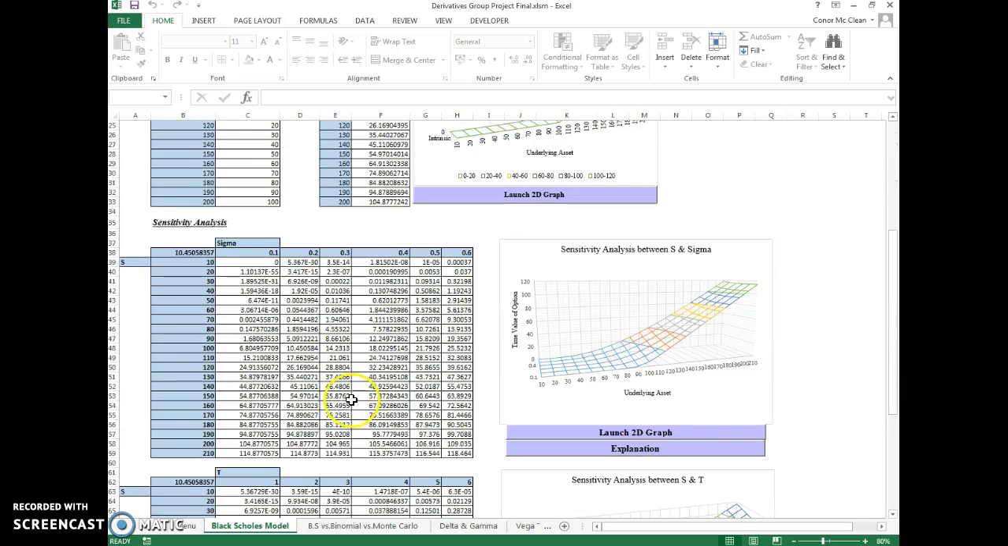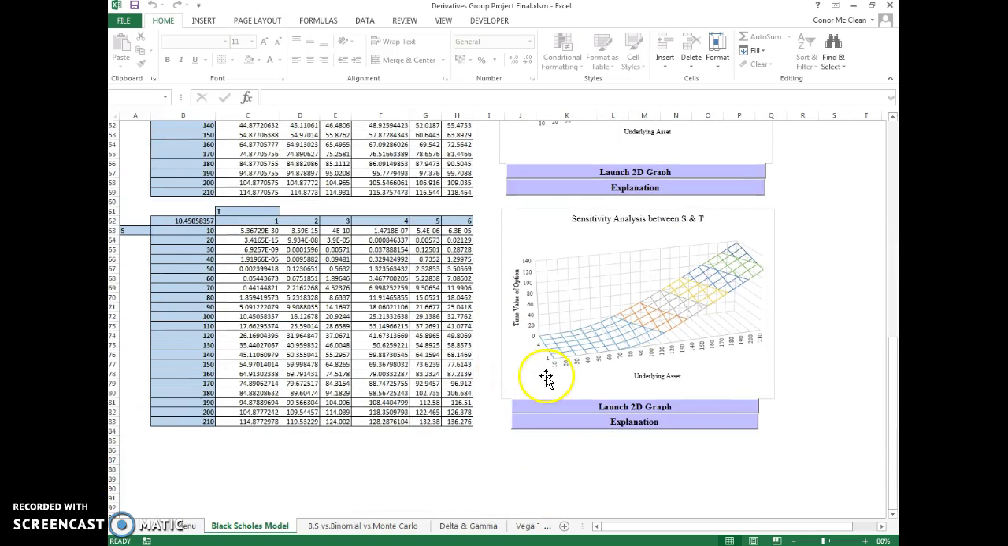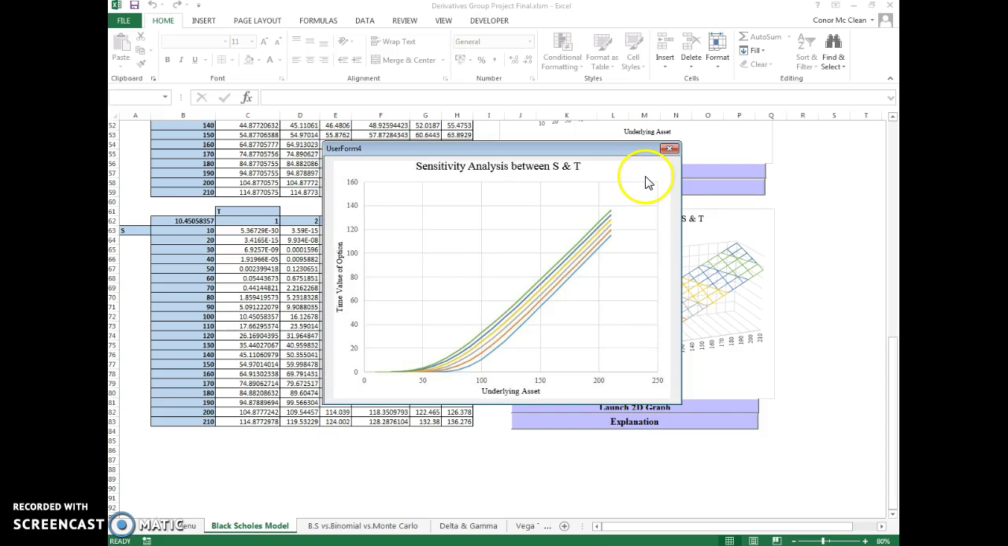Next we performed a sensitivity analysis, and this diagram can be seen just here. And this shows the effect of changing the parameter inputs. The first diagram shows the effect of changing the asset price and the volatility on the time value of the call, while the second diagram shows the effect of changing the asset price and the volatility on the time value of the call.